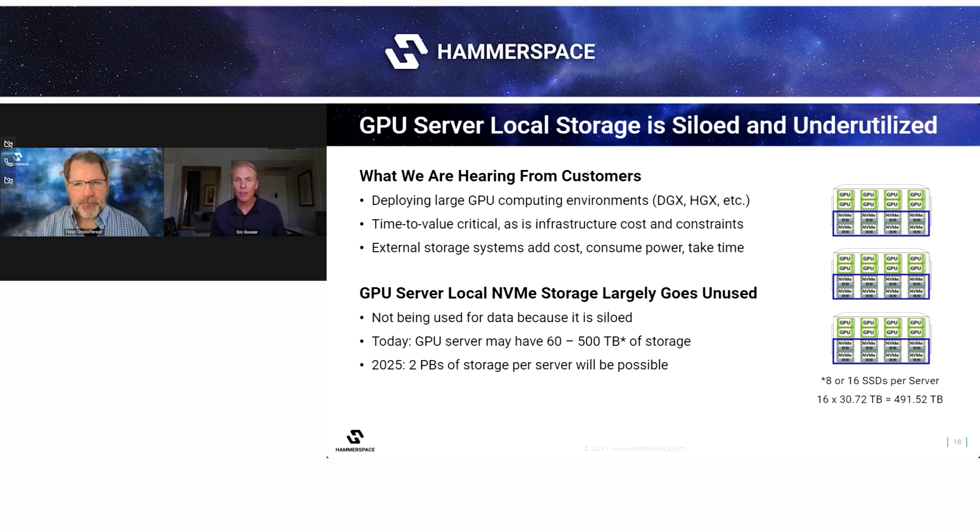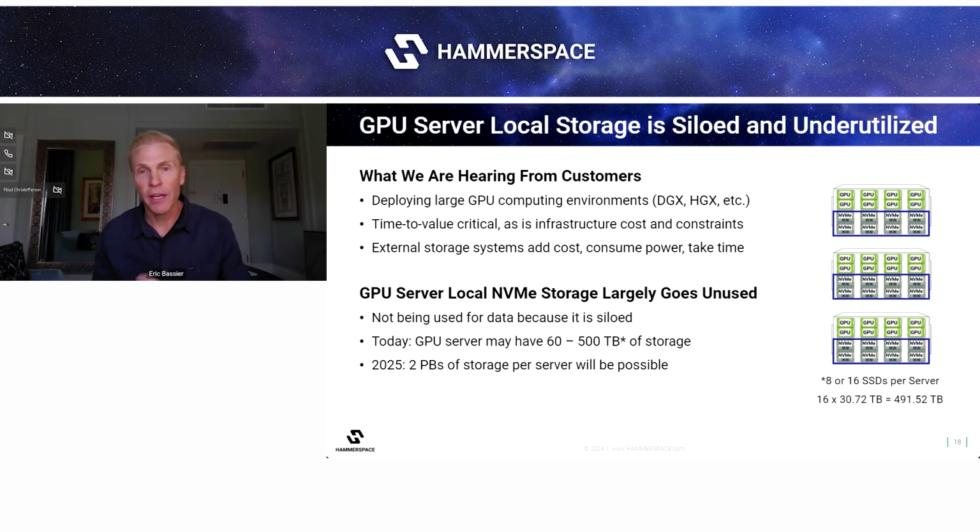And the capacity points are not small. We were looking at a Supermicro server model this morning that could have 16 NVMe drives. And if you have 30 terabyte drives in there, you could have hundreds of terabytes of local NVMe capacity sitting in that server. By next year, as the larger SSD capacity points come out, it's going to be possible to have 2 petabytes of storage in a single GPU server. And if you're an NVIDIA customer today, DGX servers come with the storage. It's just part of the BOM.